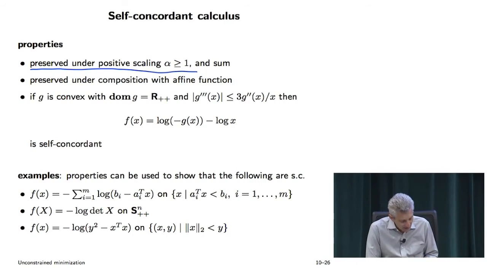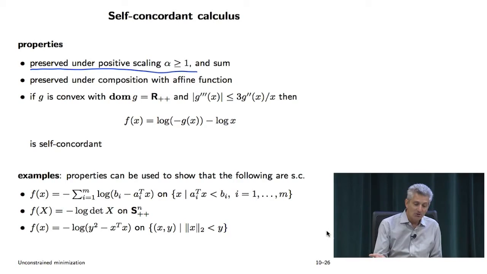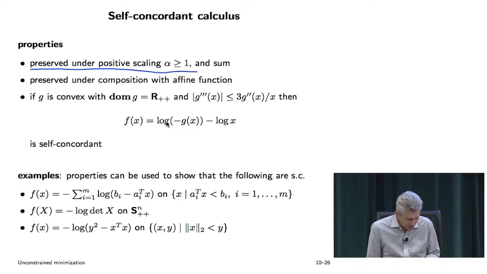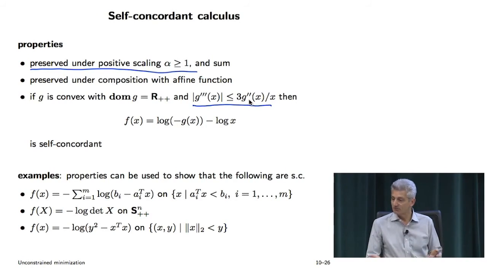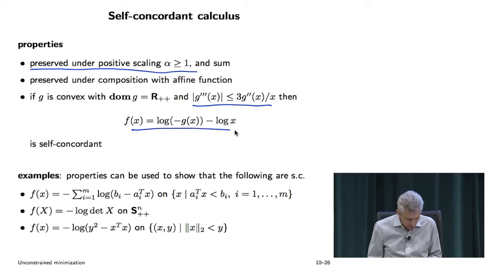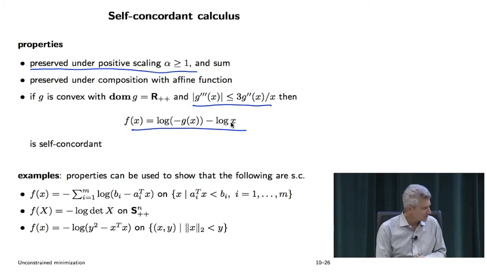Okay. It's preserved under composition with an affine function. That's clear. In fact, that's completely clear. So if f is self-concordant, so is f of ax plus b. That's pre-composition. One way to generate a lot of them is, it turns out that a lot of functions end up looking something like this. The log of something is self-concordant, right? And so a general theorem for that says that if the third derivative of a function is less than 3 times the second derivative divided by x, I mean, these are just obscure, weird conditions, right? Then this function is self-concordant. That allows you to show a lot of things are self-concordant, right?